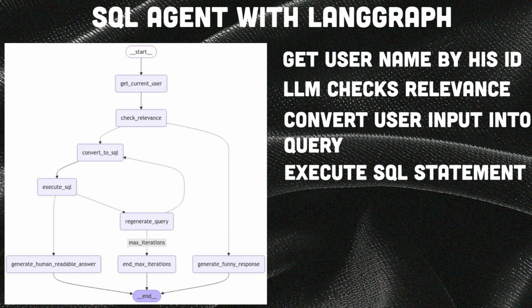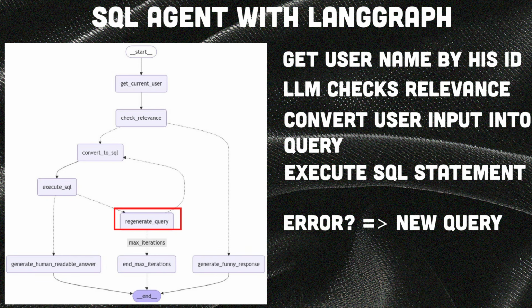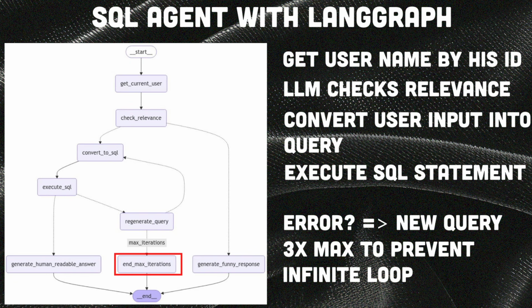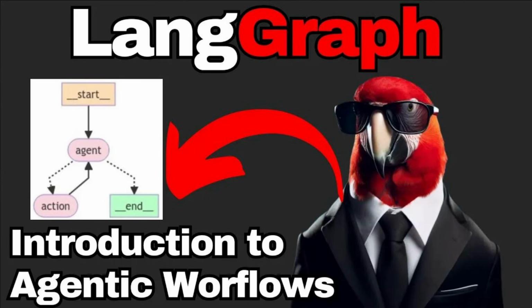However, if the SQL statement produces an error, we update the original query to make it easier to convert to SQL and try that again. We attempt this process up to 3 times. If we still can't resolve the issue, then the agent will exit with a message indicating that it was unable to complete the task. For this video, I assume that you've got at least basic knowledge of LangGraph.